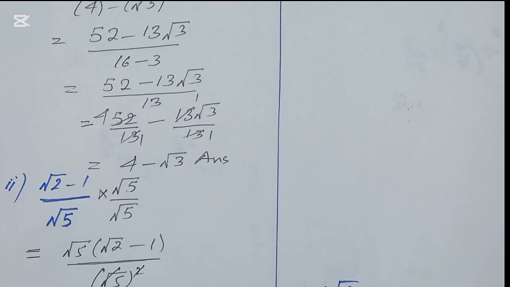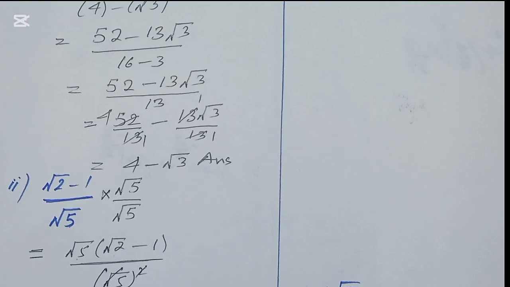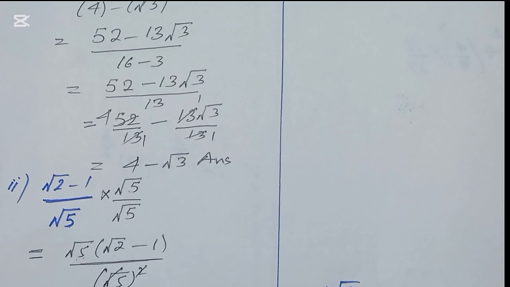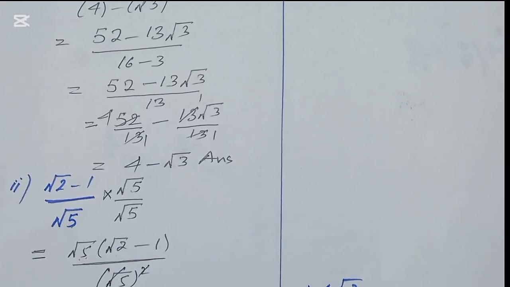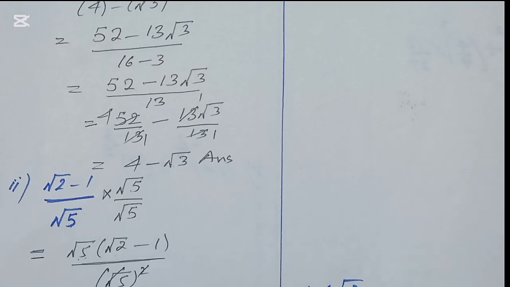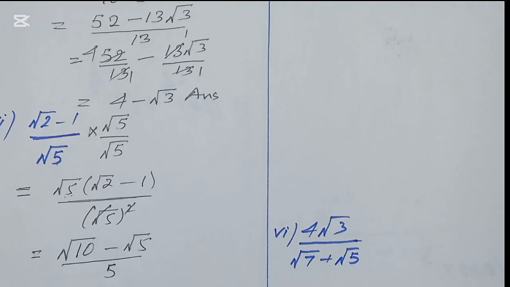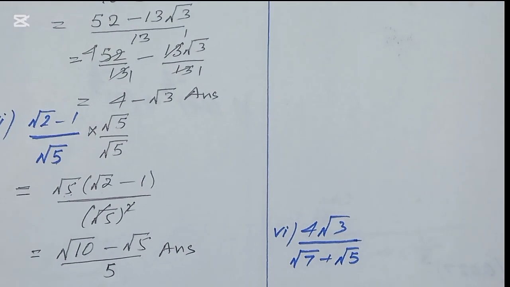In next step we will get under root 5 multiply under root 2, both have under root sign, therefore they can be written as under root 10, and under root 5 multiply minus 1, we will get minus under root 5, divided by 5. So this is the answer of question, and this is the rationalized form of under root 2 minus 1 by under root 5. We removed radical sign from its denominator.